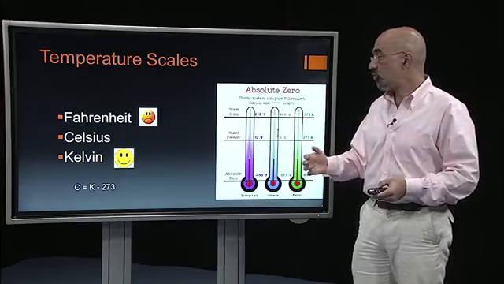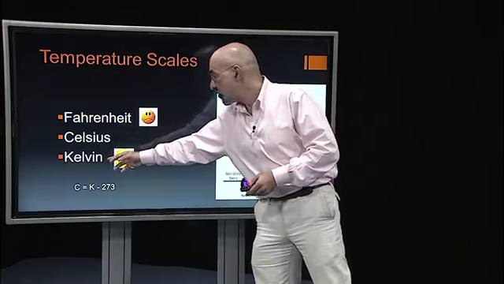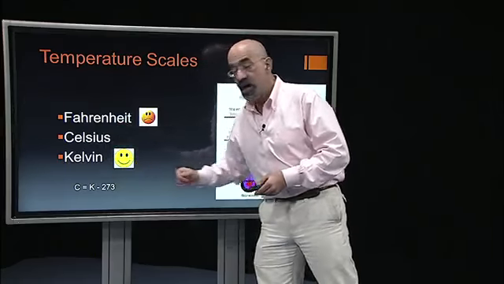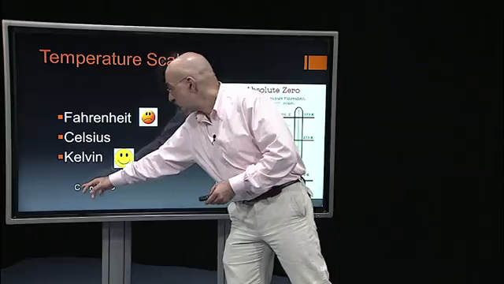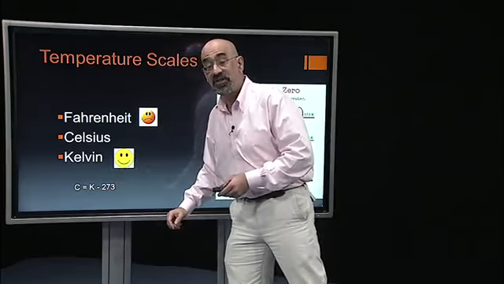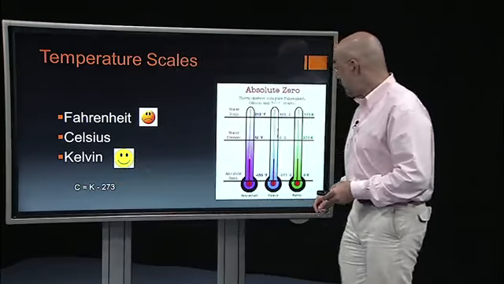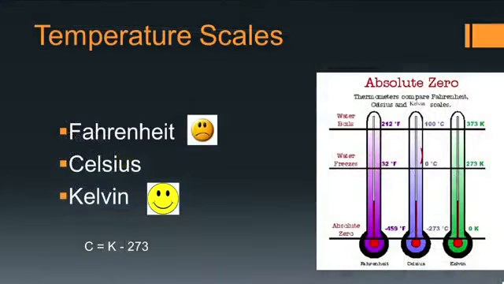Most physicists don't like to use either the Fahrenheit or Celsius scale, but the Kelvin scale. The Kelvin scale is easily related to Celsius. The temperature in Celsius is the temperature in Kelvin minus 273 degrees. On the Kelvin scale, the coldest temperature that can be reached is absolute zero. That's the nice thing about the Kelvin scale. You never have negative temperatures.